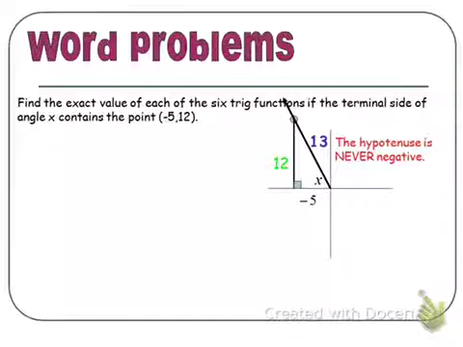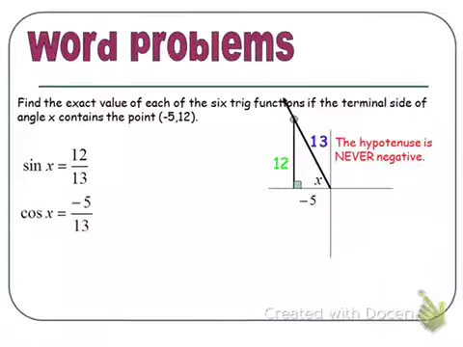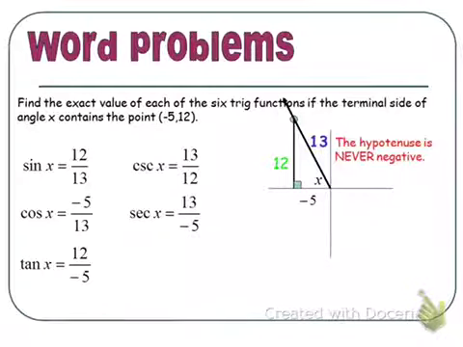We can tell what the 6 trig ratios are. The sine of x is what? 12 over 13. Cosine of x is the value of the adjacent leg over the hypotenuse: -5 over 13. Tangent is the opposite over the adjacent, so it's 12 over -5. And then, of course, the 3 reciprocal ratios: cosecant 13 over 12, secant 13 over -5, cotangent is -5 over 12.